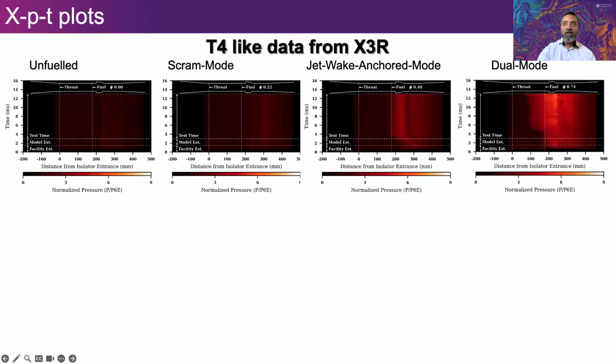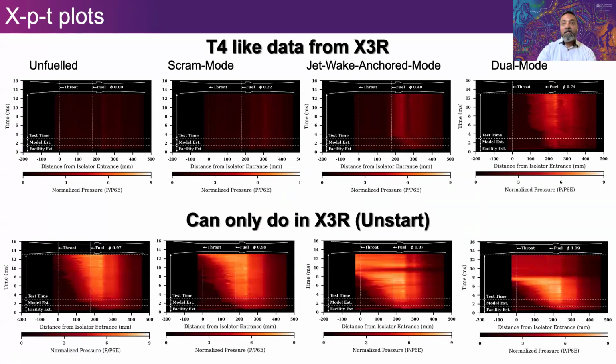Okay, so now that we got all of that, we made some comparisons. These kinds of plots I've shown you before. These are called our XPD plots with the pressure contours in the color, again, along the length of the model and test time on the two axes. Now this we can only get in X3R. So these are X3R conditions that produce T4-like data, but we can only do this in X3R to get unstart.